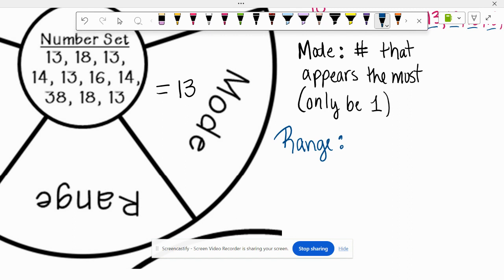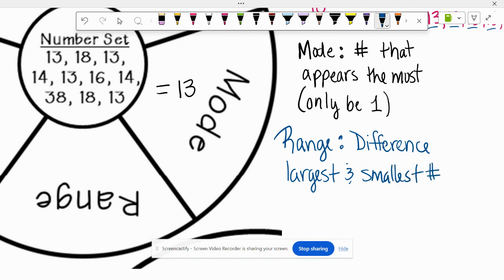So the range is just the difference. It's the difference, right? That means a subtraction problem of the largest and the smallest number in the data set. So this is the definition that I want you to put under your range flap. It's the difference between the largest and the smallest number in the data set. So we're going to have to subtract them, okay?